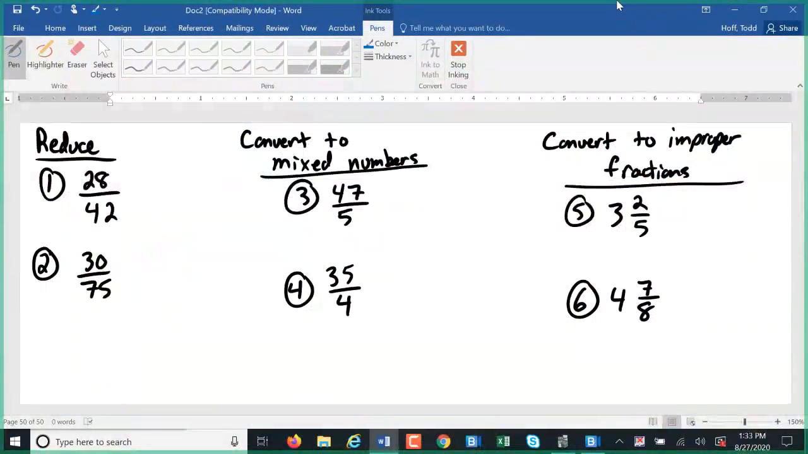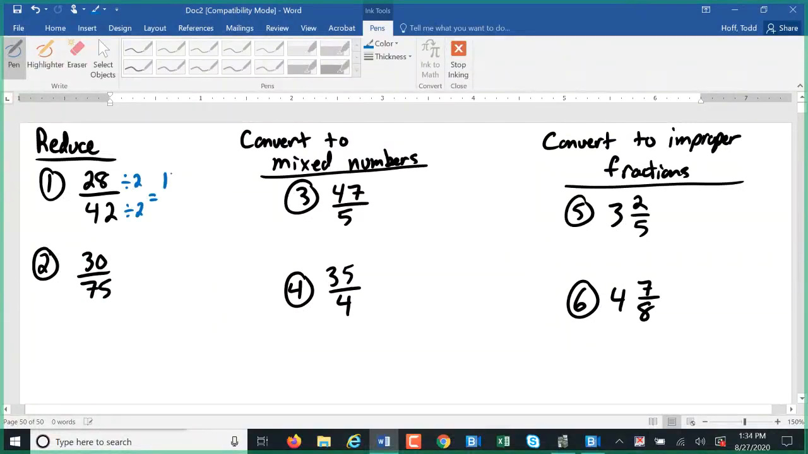Okay, so the first couple here we're asked to reduce. Now we can either look for that greatest common factor, like we had mentioned before, or we can just go ahead and start looking for things that go into both of them and divide them out. For the first one here, both 28 and 42 can be divided by 2. Let's go ahead and do that first since they're both even.